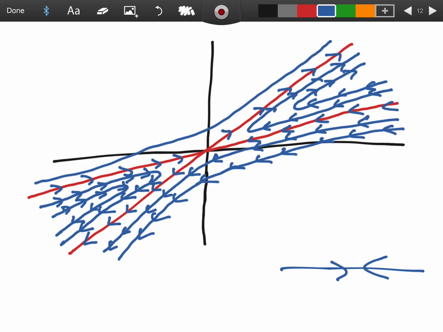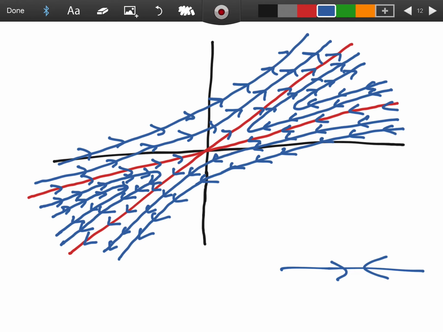I'll just finish off this one. As I said, if you ever have to sketch these, it doesn't have to be accurate. Just make sure it makes some form of sense when you draw it. Okay, so that's what that should look like. Each one of these paths corresponds to a different C1 and C2.